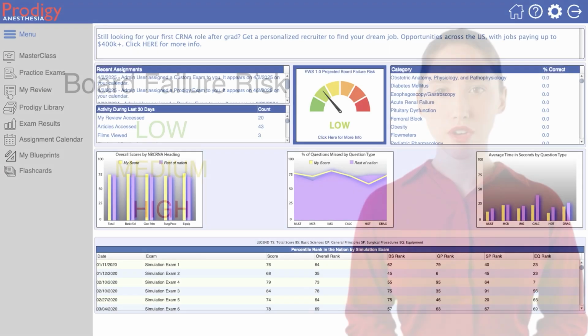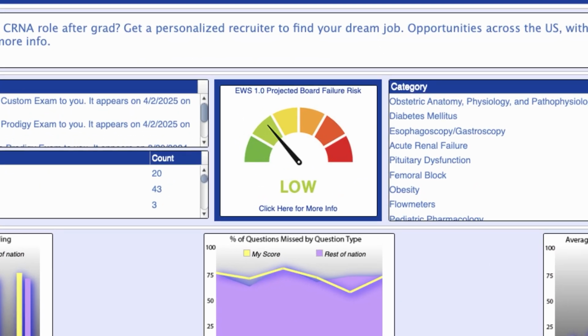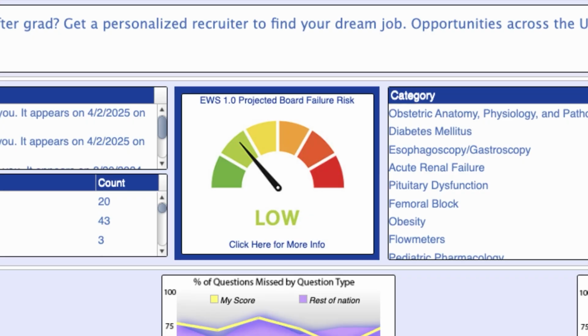For example, for this particular student, we can state that this student has at least a 75% chance of passing boards were she to take the exam right now. If the risk were high, we could state that this student has at least a 75% chance of failing boards. And if the risk is medium, then the data is right in the middle of the range, and we aren't able to accurately predict one way or another yet.